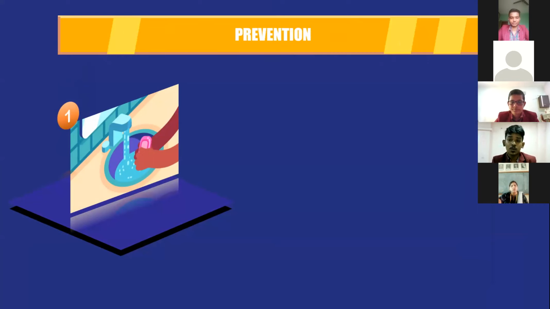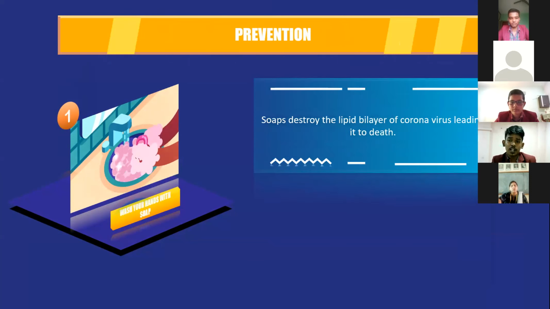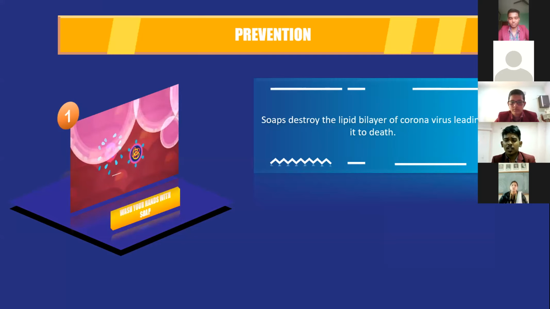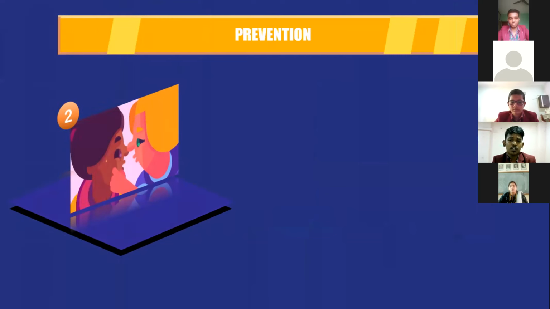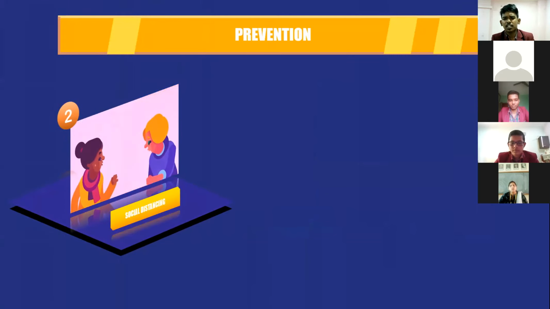Yes. Prevention number one, washing our hands with soap. Soap can destroy the lipid bilayer of the virus, leading it to break and die. But this may take time, so we should continue washing for a minimum of 20 seconds. Applying sanitizer will also work in the same way. Number two, social distancing. An infectious person can spread the virus to a distance of 1 meter, and we never know if that person is already infected. So keeping ourselves distant from others can save us from the virus. We should also avoid public places with a lot of people.